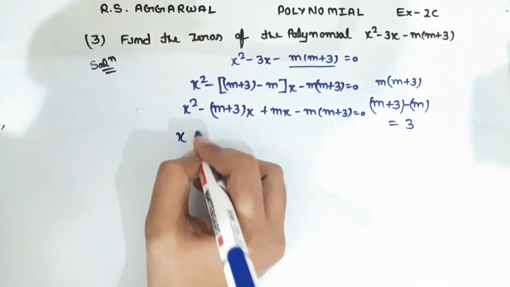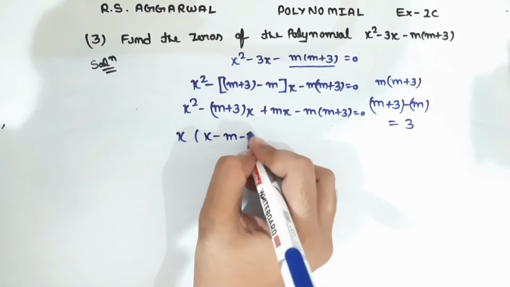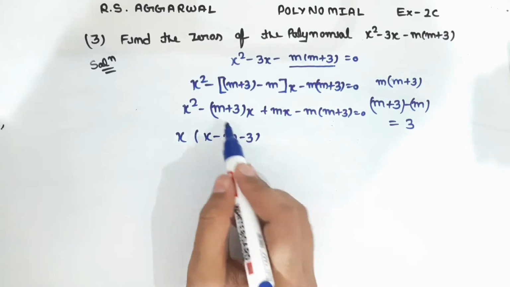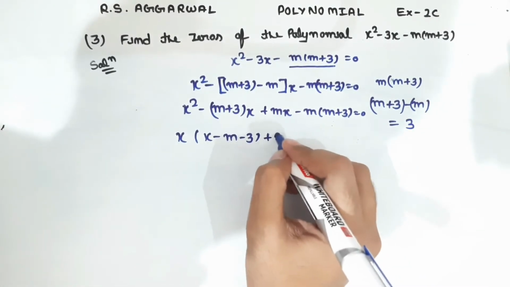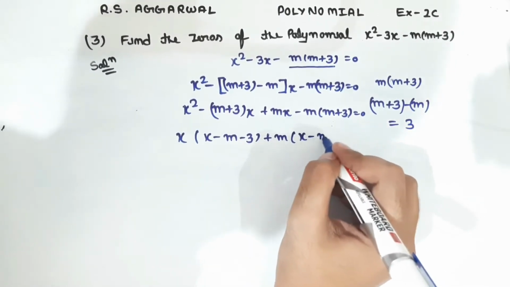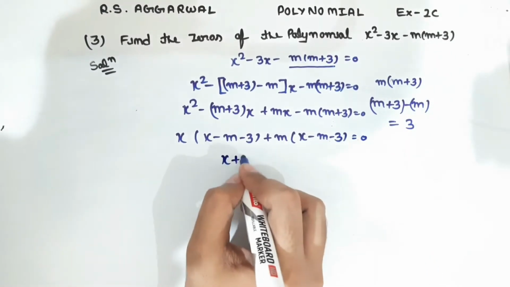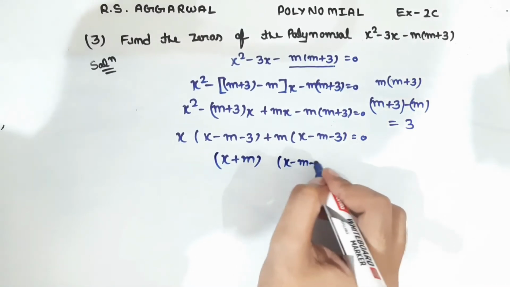From the first two terms x is common, x into x minus m minus 3, because due to this negative sign, the signs of these two terms will be changed. From the last two terms, m is common, x minus m minus 3 equals to 0. So our two factors will be x plus m and x minus m minus 3.